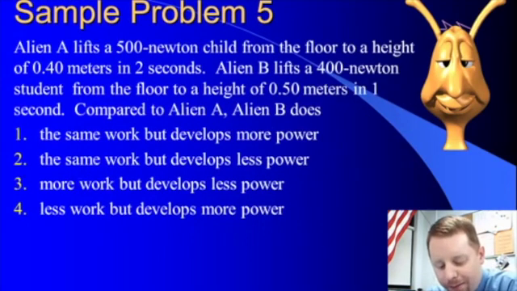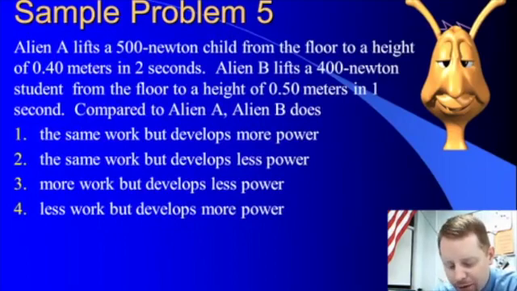One last problem. You can never go wrong with aliens. Alien A lifts a 500 newton child from the floor to a height of 0.4 meters in 2 seconds. Alien B lifts a 400 newton student from the floor to a height of 0.5 meters in 1 second. Compared to Alien A, Alien B does what?